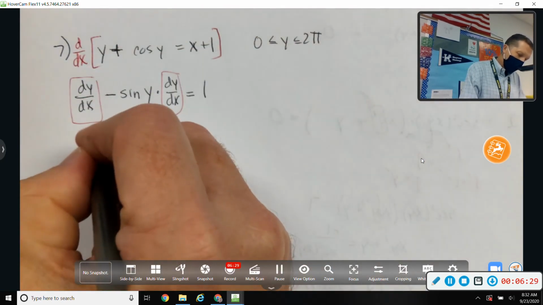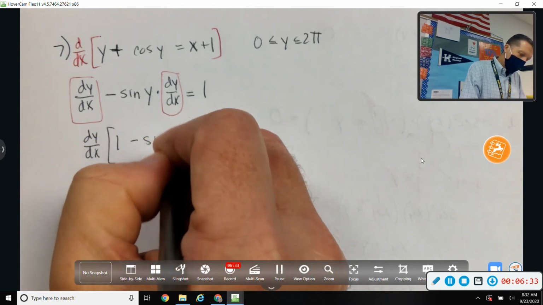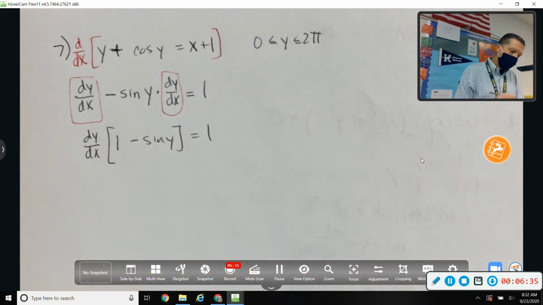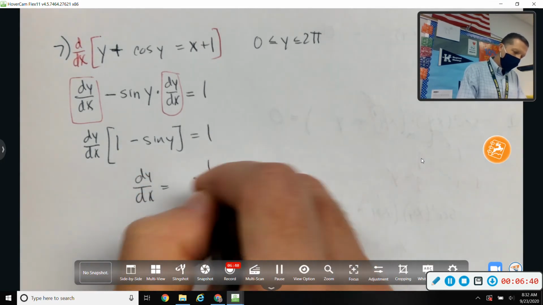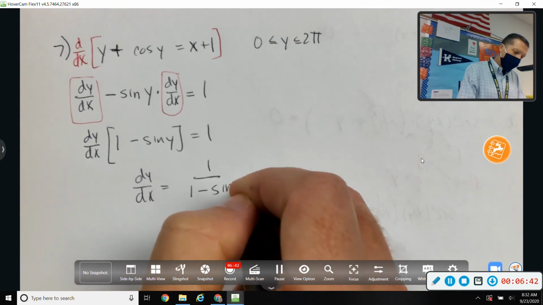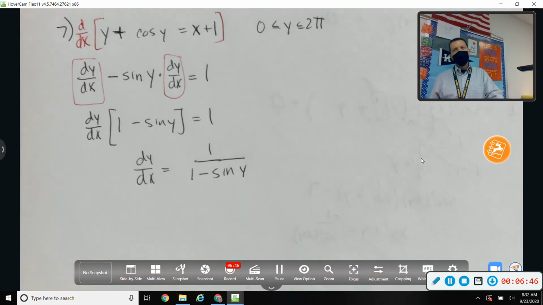So I'm going to factor out the dy/dx. dy/dx times (1 minus sine of y) equals 1. So dy/dx equals 1 over 1 minus sine of y. And I'm good with that answer. Maybe there's some crazy trig rules that you could finagle something in there, but let's just be good with that.